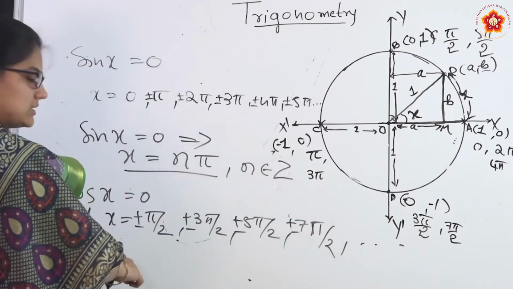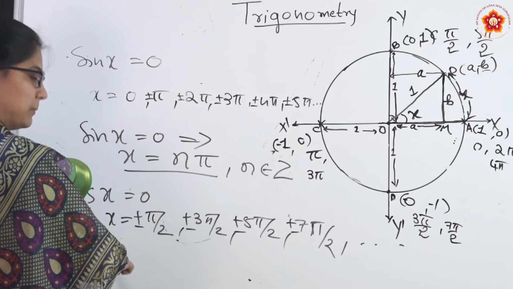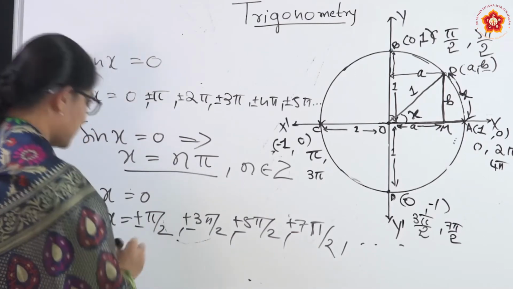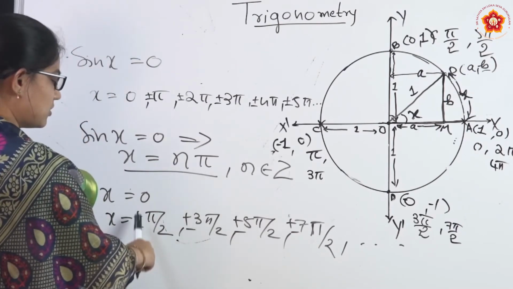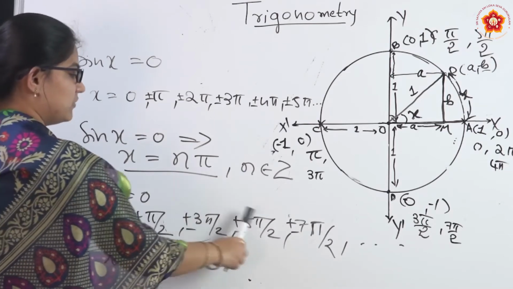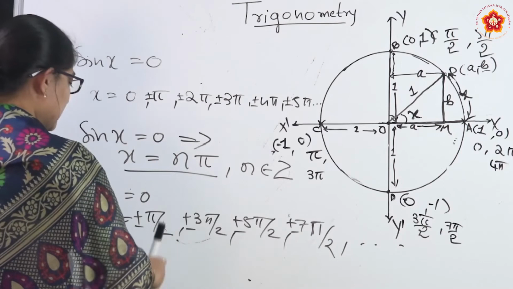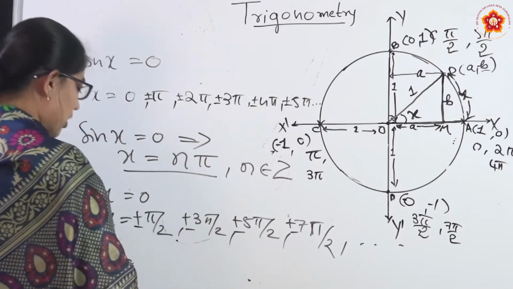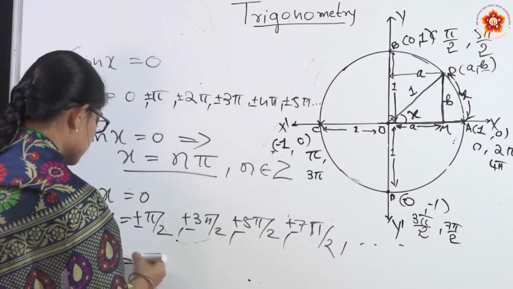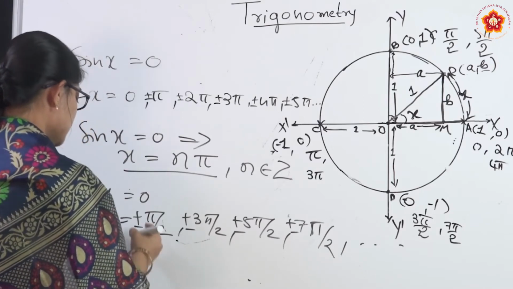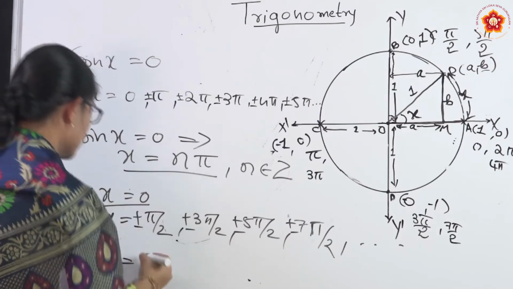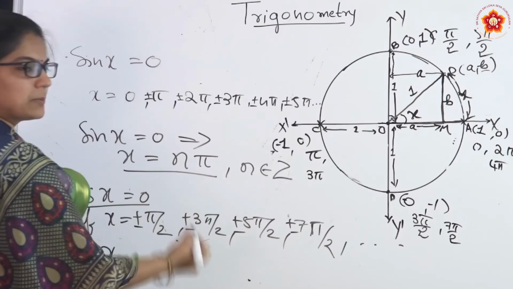So what we can say, cos x is 0, which will imply x must be equal to plus or minus 1, plus or minus 3, 1, 3, 5, 7. These are nothing but the odd numbers, right. So we can say it is the odd multiple of pi by 2. So cos x equal to 0 implies x is equal to an odd multiple of pi by 2.